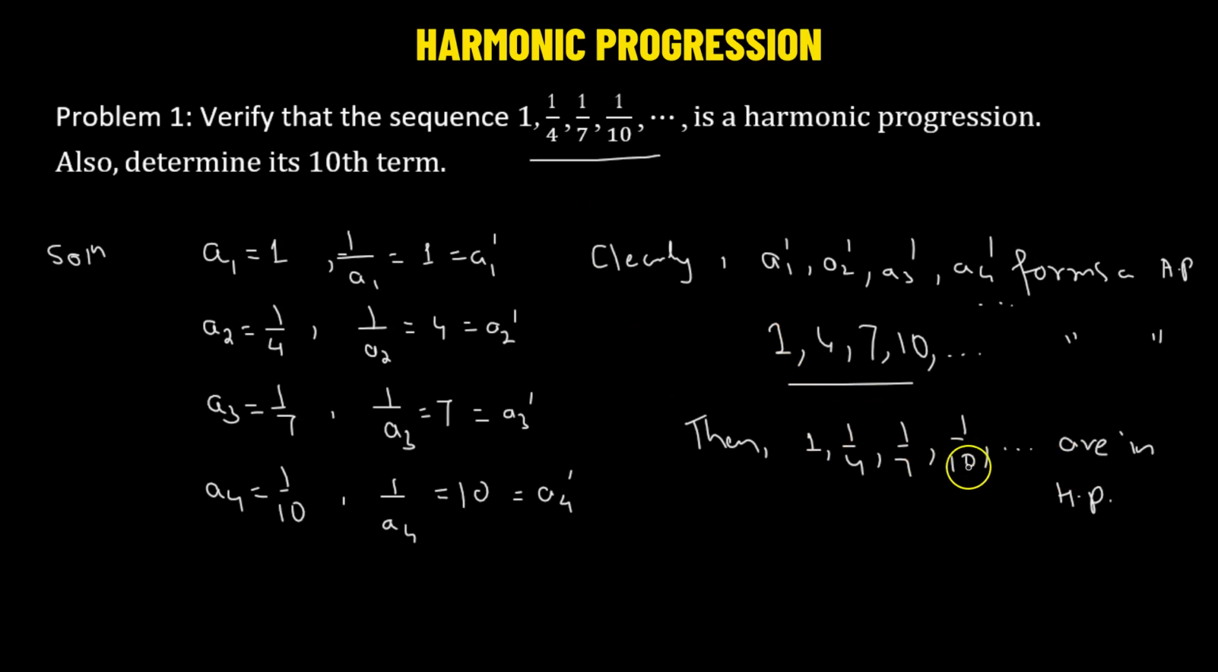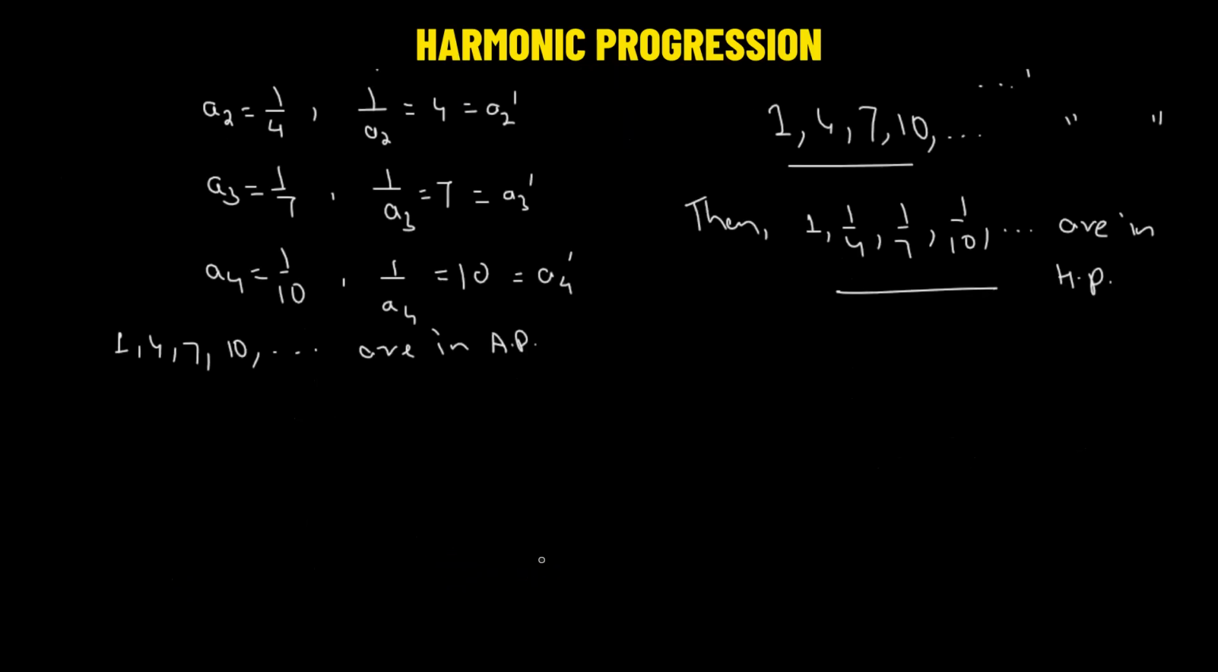So now that we have verified that the sequence is a harmonic progression, we need to find the 10th term. To begin with, we will not try to find the 10th term from the harmonic progression directly. We will use the arithmetic progression, which is 1, 4, 7, 10. Now clearly from here we can find the 10th term. So let's first state the first term and the common difference. Our first term is 1. The common difference is 4 minus 1, so that's 3.